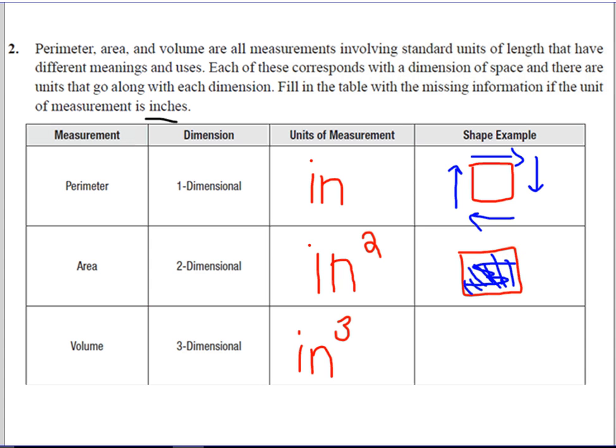And then for our volume, let's draw a box. And then we're filling up the inside of a box. I don't want to color it too much so you lose the shape of the box. So again, 1-dimensional gives you the perimeter, 2-dimensional area, 3D is our volume.